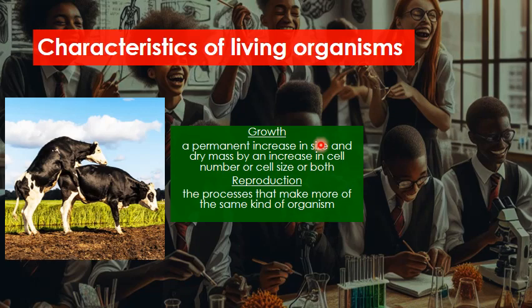Then the last characteristic of living organisms. I think the other one we've already talked about is growth. It's reproduction, right? After these guys finish what they're doing, they are most likely going to have a baby, right? So reproduction is the process that makes more of the same kind of organism. So after these cows finish mating, right, what is going to happen? There's going to be a baby cow, right? Yes. They're going to give birth to a young one, and that's reproduction.